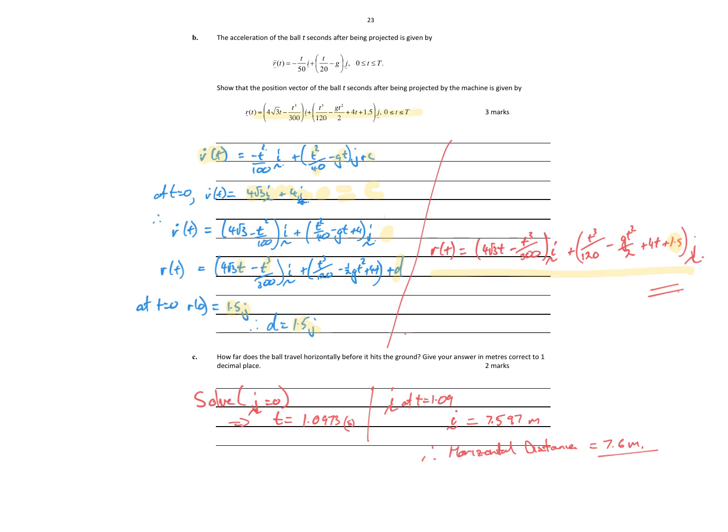All right. How far does the ball travel horizontally before it hits the ground? Okay, so it hits the ground when the j component is 0. So if we solve the j component equal to 0, I get 1.0973 seconds. And if I put t equal to 1.09 into my i component, I get 7.597 meters. All right, so it travels 7.6 meters. All right, for 2 marks, clearly finding the t and putting it back in are the relevant marks. So we're solving on our CAS.